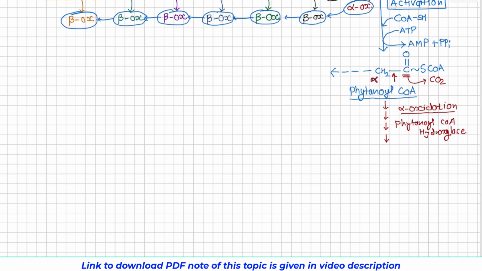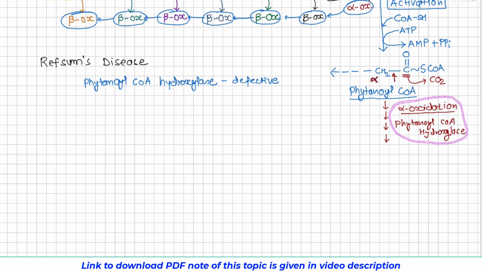Now let's bring this back to the clinical world. There is a rare genetic disorder called Refsum disease. In this condition, the enzyme phytanoyl CoA hydroxylase is defective. Remember, that was the key enzyme in alpha oxidation. Because this enzyme doesn't work, phytanic acid cannot be processed.